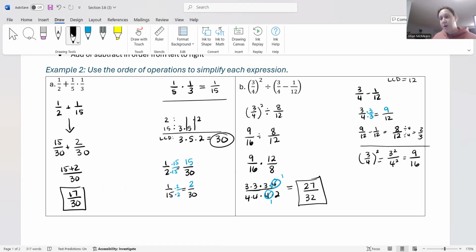So when it comes to that 8/12 that we had over here, you could have simplified right then and just dealt with the 2/3. So then you would have had 9/16 divided by 2/3, or you could simplify here. It doesn't really matter as long as you get it fully simplified.